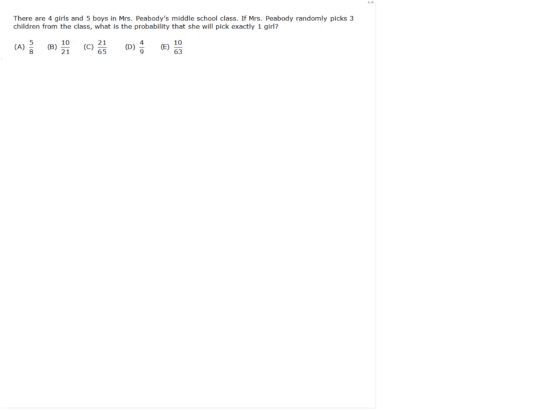Okay, so that was about 2 minutes. I'm not sure if anyone got to the answer here, but if we are doing combinations to solve this, we're going to start off and we'll do the favorable outcomes first.